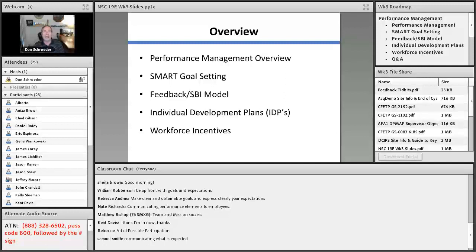One's from Air Force A1, called Air Force A1 DPMAP Supervisor Objectives. As you look down the screen, you'll see the one that says CPS DPMAP Resources. These are some resources identified for DPMAP by our civilian personnel folks down at Randolph. I got another handout in there called Feedback Tidbits, some do's and don'ts when it comes to providing feedback. Those aren't from me. These are just some things I found and people have shared, put together on that little handout for you.